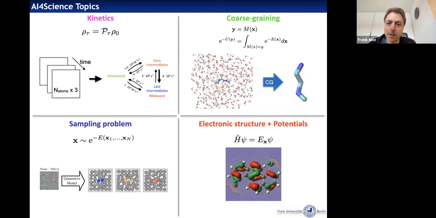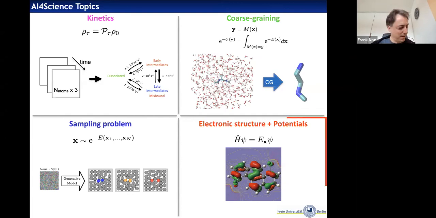Then we're working quite a bit on coarse-graining now. So we're very interested in developing coarse-grained force fields, especially for proteins, with the help of machine learning. I'll talk a little bit about that. We're very interested in the sampling problems, or always have been, because I think sampling always has been and still is one of the main bottlenecks in molecular simulation, at least if you're trying to simulate non-trivial molecules, and then also on electronic structure as well. So I'll start off actually with electronic structure.